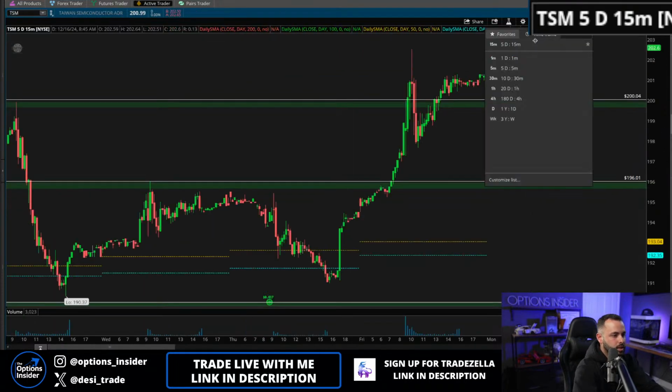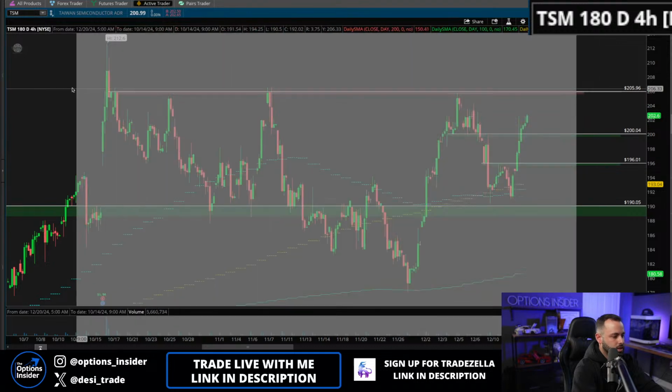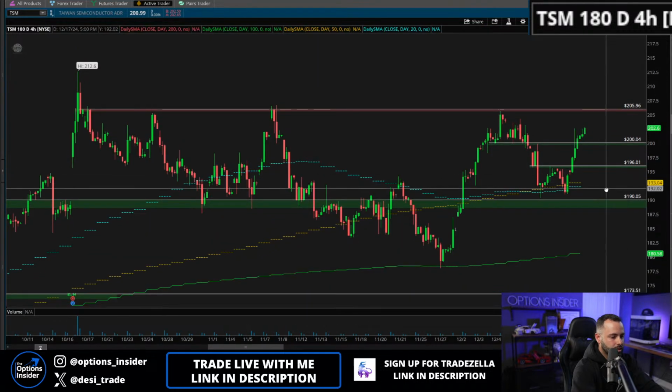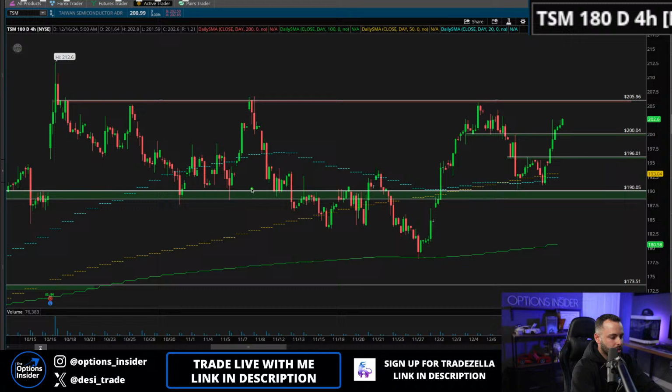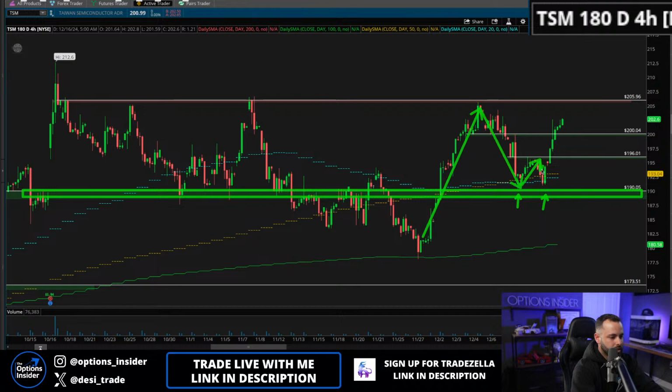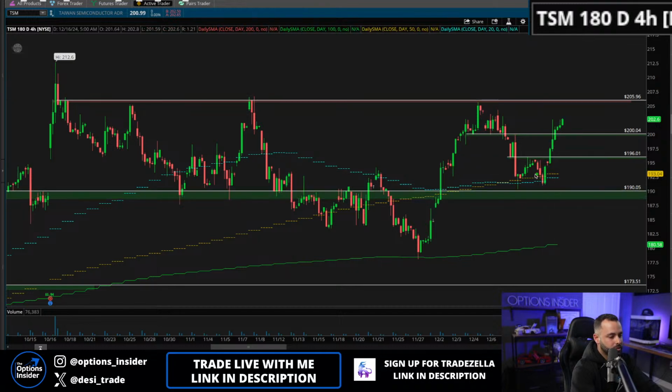TSM, beautiful upside continuation and just a gorgeous hold on TSM. Look at this hold at 190. This was something we talked about on Friday, and man, did that play out. Boom, boom, right? Break, retest, double bottom low. Look at that sexy move, right off the 20, right off the 50. Man, is that gorgeous on TSM.